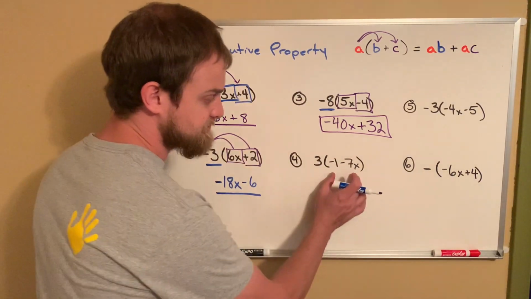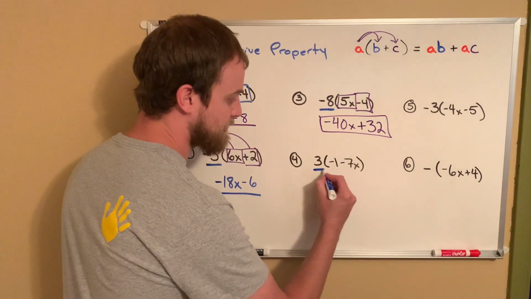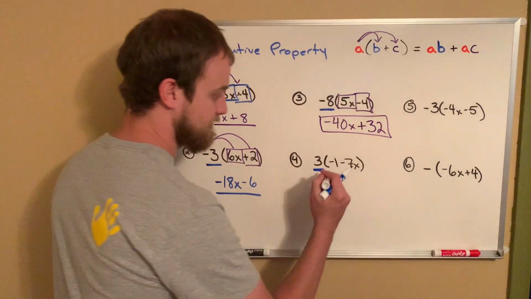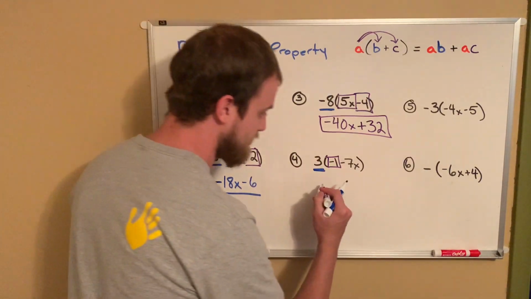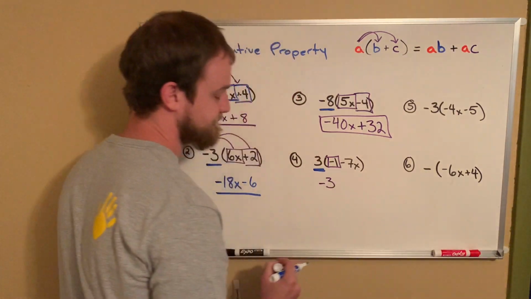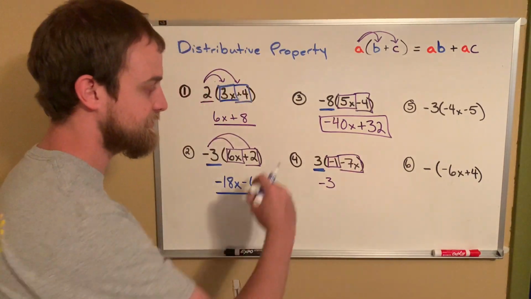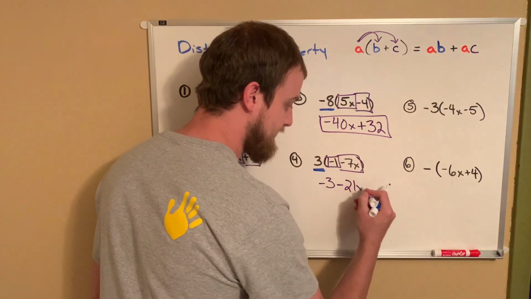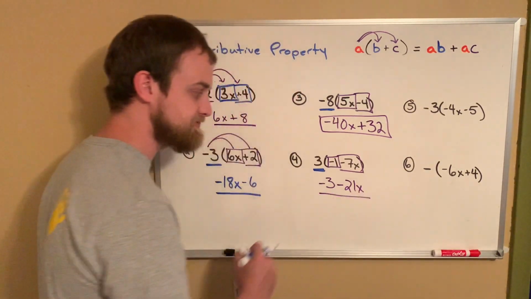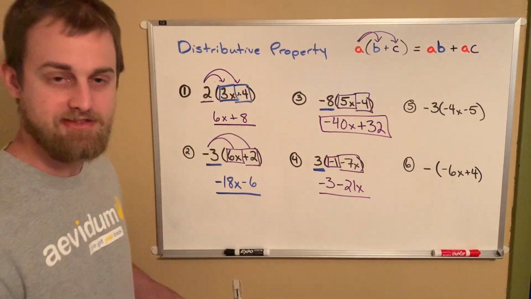Let's keep moving here. Notice our terms are kind of switched around, but what you'll find is that really doesn't matter. The number we're going to multiply is 3. Okay, my first term is negative 1. 3 times negative 1 is negative 3. My second term is negative 7x. 3 times negative 7x is negative 21x. And again, we kind of tricked ourselves into writing a minus sign, right? So negative 3 minus 21x is my final answer.